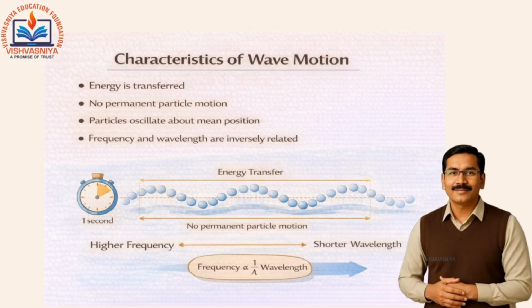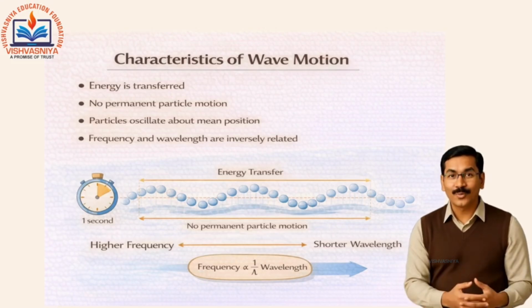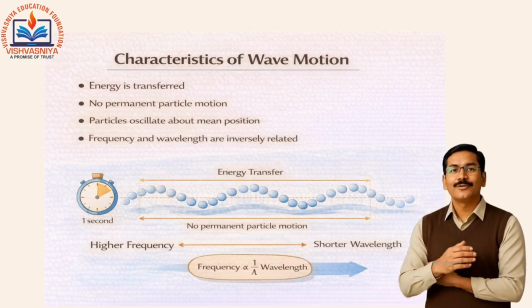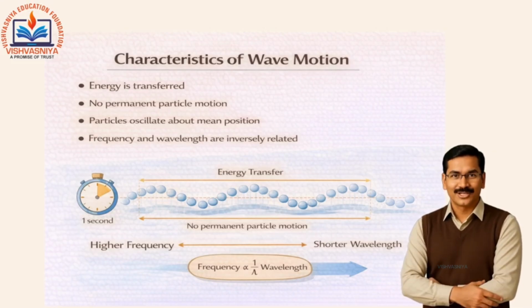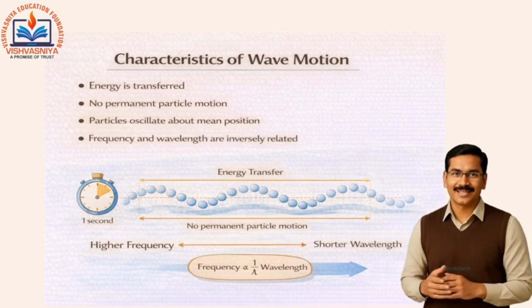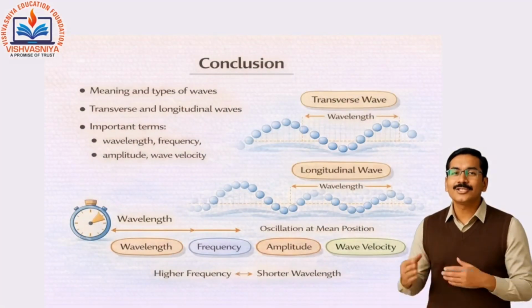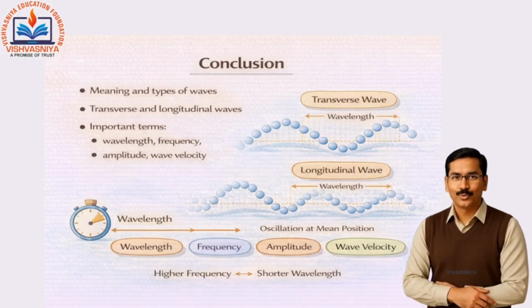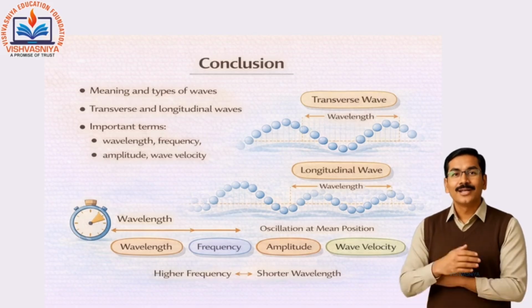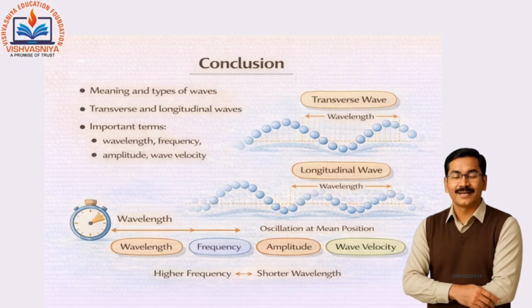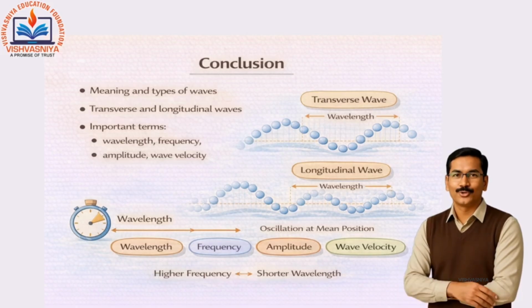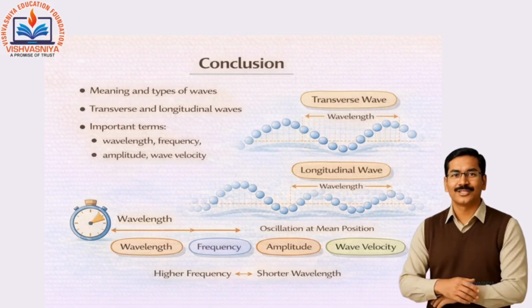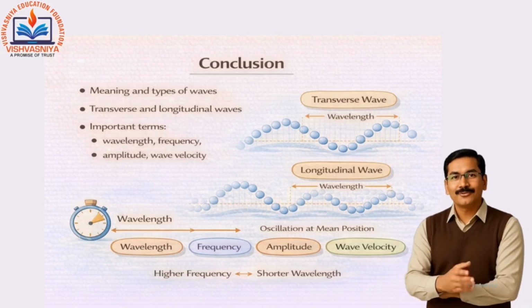In wave motion, particles do not move forward permanently. Only energy is transferred, particles oscillate about their mean positions, and for a given medium, frequency and wavelength are inversely related. In this chapter, we studied the meaning of waves, types of waves, transverse and longitudinal waves, and important wave quantities such as wavelength, frequency, amplitude, and wave velocity. These concepts are fundamental for understanding many physical phenomena in physics.